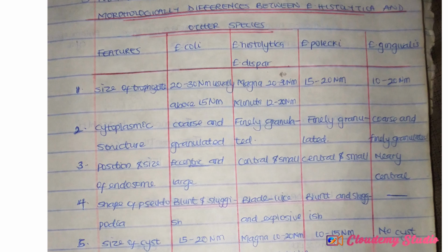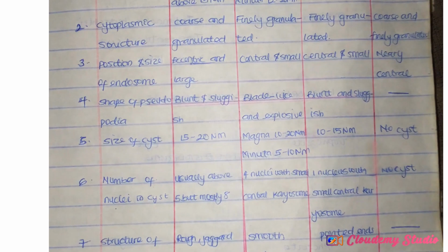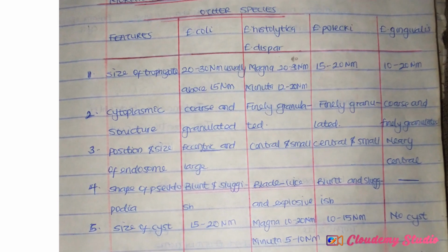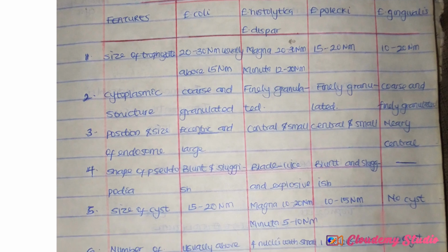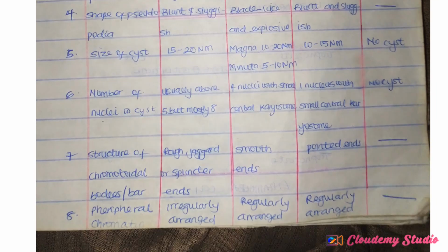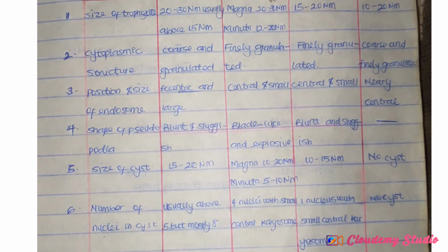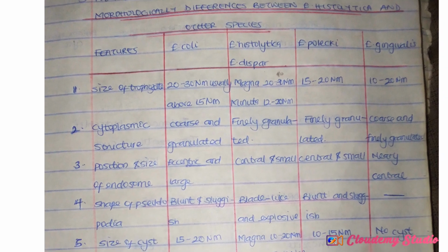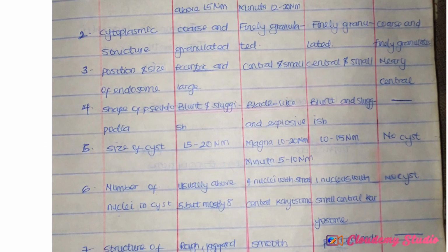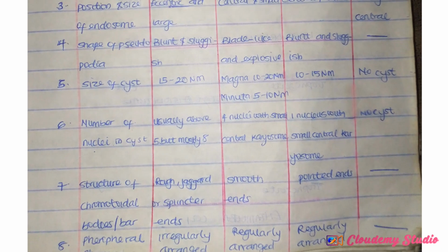Understand? The position and the size of their endosome. One is eccentric, one is central and large, one is central and small. The polecki is central and small, and the gingivalis is nearly central. So you can just try to screenshot this particular image that shows the difference between the Entamoeba histolytica and other species of amoeba. You understand? So this is the morphological differences.